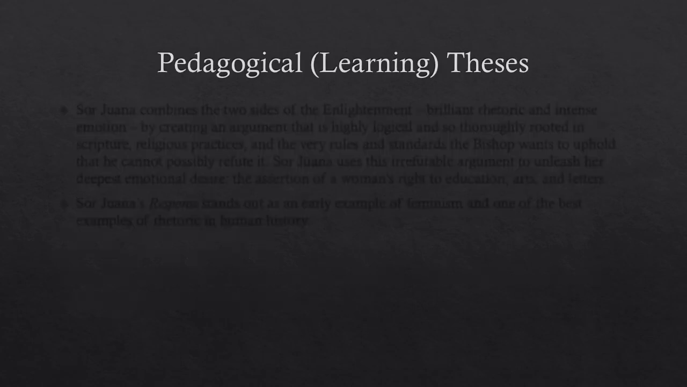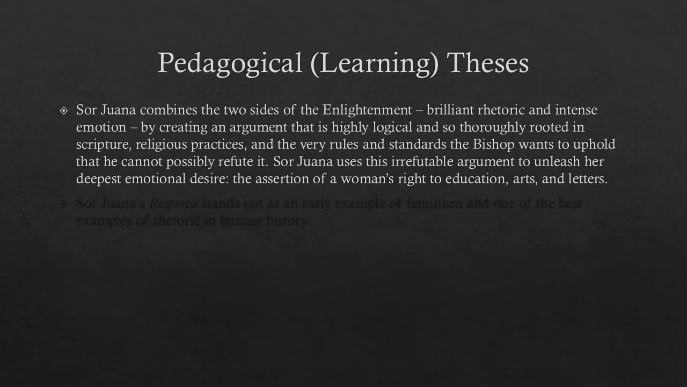So hopefully through that close reading, you've seen the brilliance of this letter and how she works her argument to get her point across. I think really the most important things we can learn from this already came through the close reading, so I only have a couple of brief statements for you. Sister Juana combines the two sides of the Enlightenment, brilliant rhetoric and intense emotion, by creating an argument that is highly logical and so thoroughly rooted in scripture, religious practices, and the very rules and standards the bishop wants to uphold, that he cannot possibly refute it.